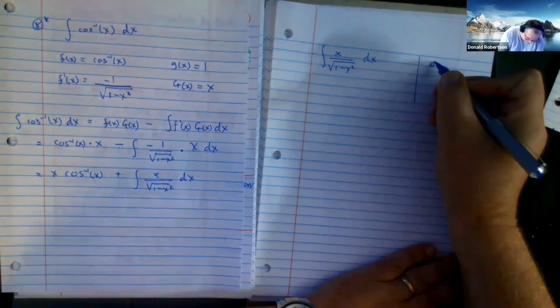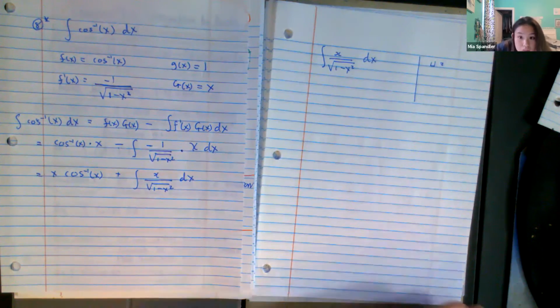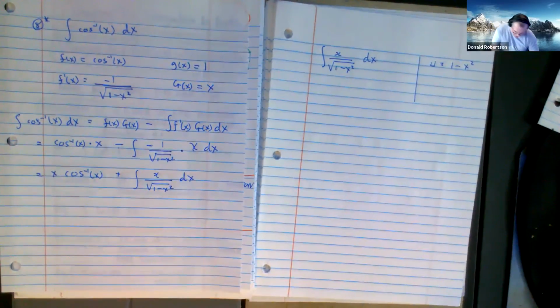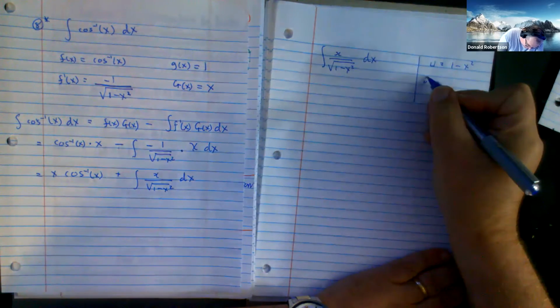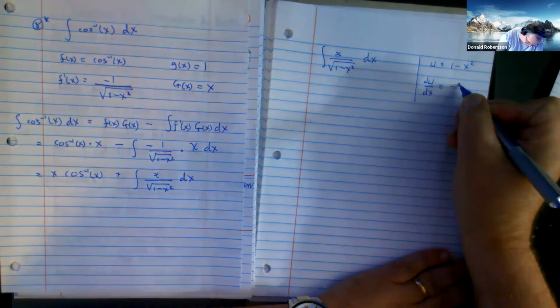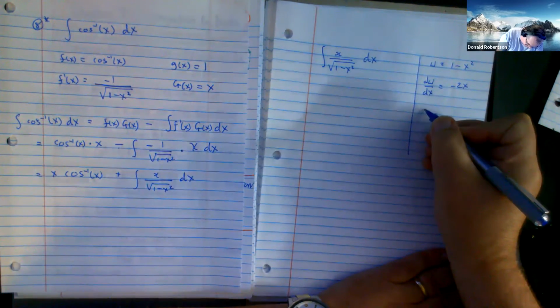What U sub would you use? 1 minus x squared. Combination. Agreed, 1 minus x squared. And let's go through the process then. So you differentiate with respect to x and you get negative 2x. You do the crossover.